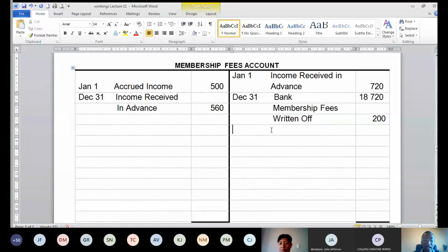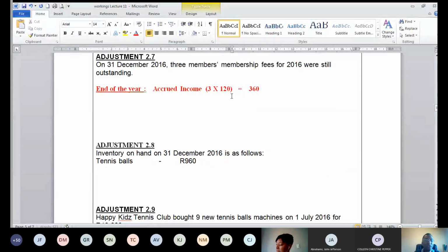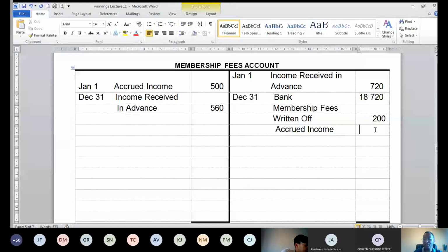And lastly, guys, now at the end of the financial year, we are looking for accrued income. Accrued income is an asset. Debit accrued income. Credit your membership fee account here with accrued income. And your accrued income at the end of the year, we have calculated that under 2.7, at the end of the year, we had accrued income of 360 Rand.